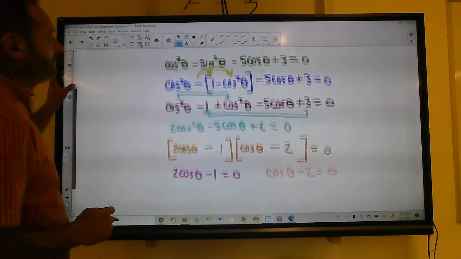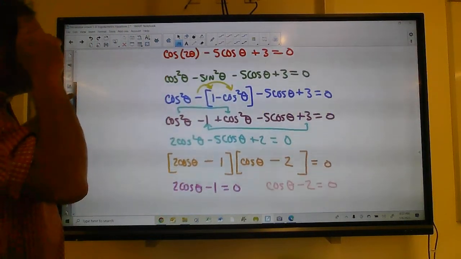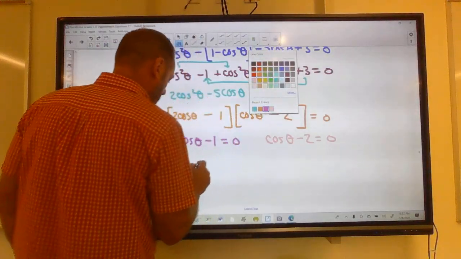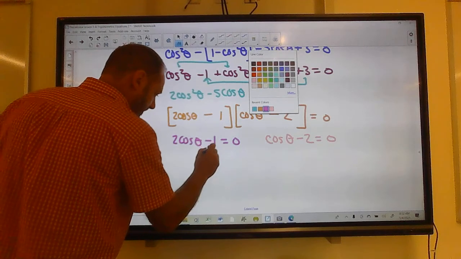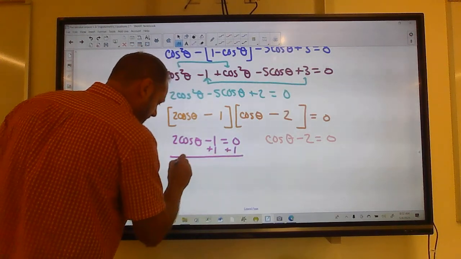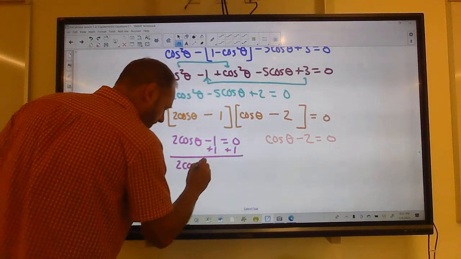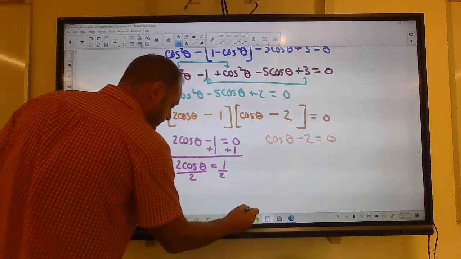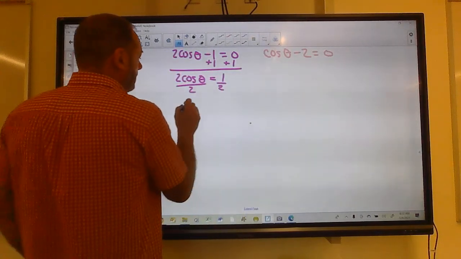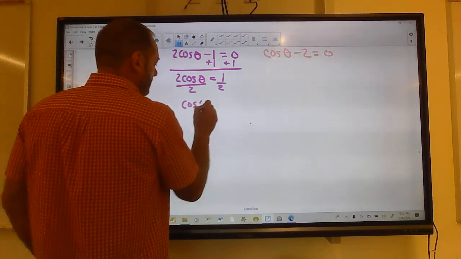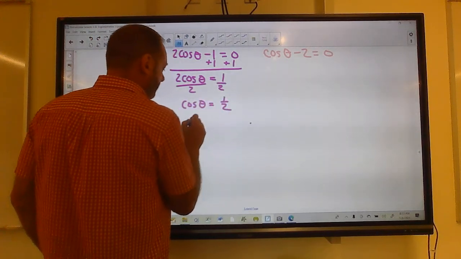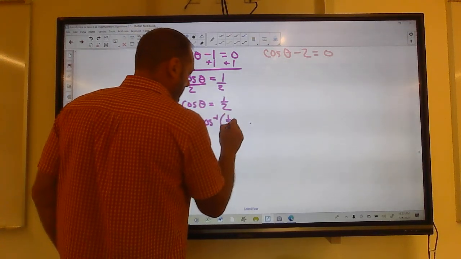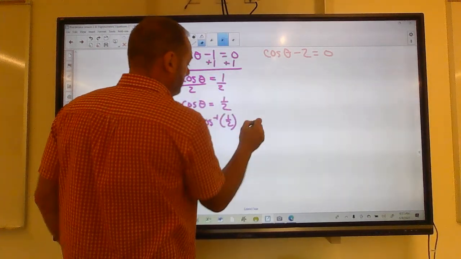Let's see. And I wanted all the answers just between 0 and 2 pi. So we'll go ahead and solve this one. I'm going to add 1. 2 cosine theta is 1. Divide by 2. Cosine theta is 1/2. And so theta is the arc cosine of 1/2.